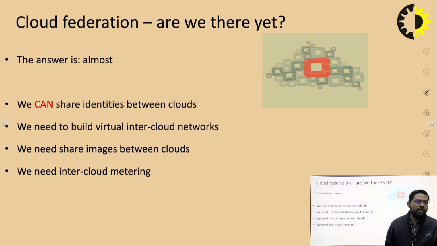So cloud federation, are we there yet? The answer is almost. We can share identities between the clouds, just like intercloud management, where in cloud federation different cloud service providers identify each other. Second, we need to build a virtual intercloud network, and we can easily build it using the federation. We need to share images between clouds, and yes, we can share cloud images. And we need intercloud metering to identify how many meters and how much pricing there is.